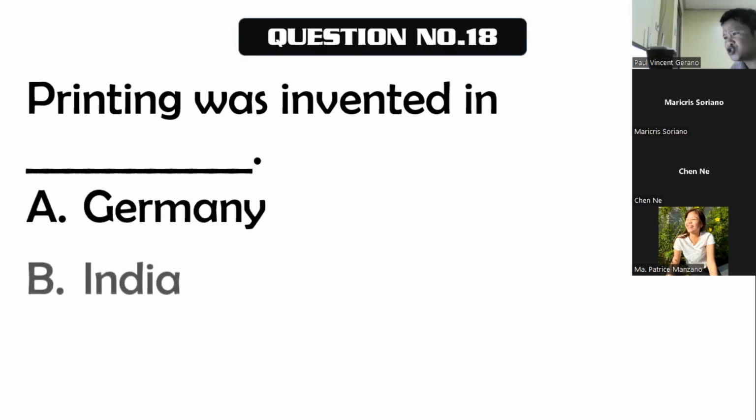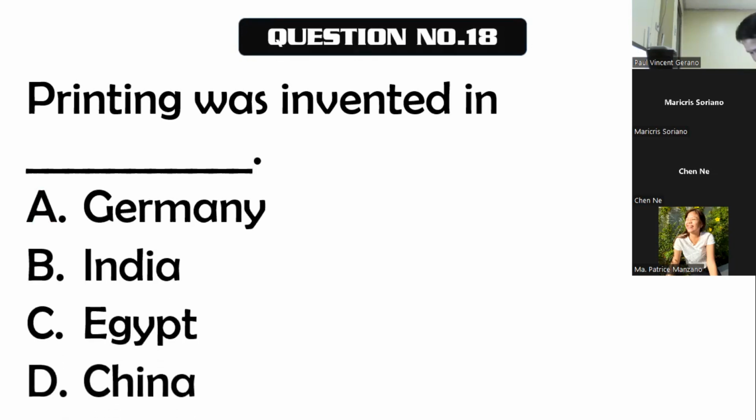Printing was invented in A, Germany, B, India, C, Egypt, D, China. What is the correct answer? Germany, Rika? Are you sure, Chenny? Letter A, Germany? Correct. Beverly, China. Printing was invented in China. Under what dynasty? The Han Dynasty. From China, it spread to Europe, right? Specifically in what country? From China to what country in Europe?